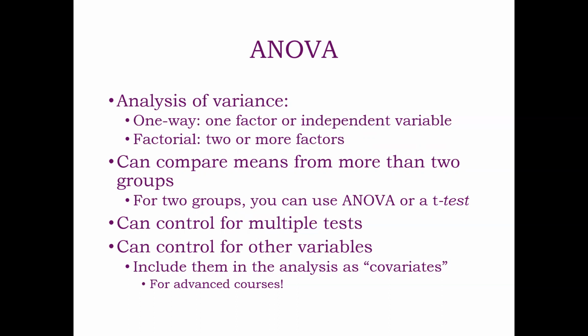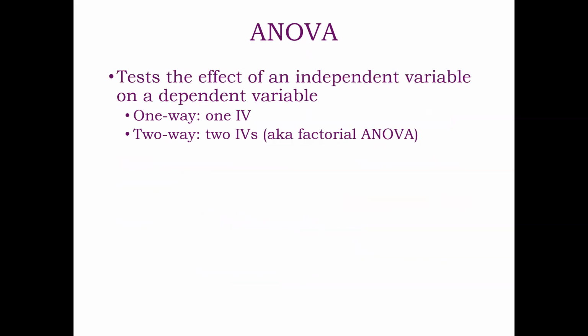You'll learn that you can use an ANOVA, and that allows you to make it an ANCOVA and include a covariate and control for other variables. ANOVA can control for multiple tests, and it can control for other variables, as I said, used as covariates. So an ANOVA tests the effect of an independent variable on a dependent variable, just as an independent samples t-test would, right? Or paired samples for that matter, but we're not going to talk about that type of ANOVA.